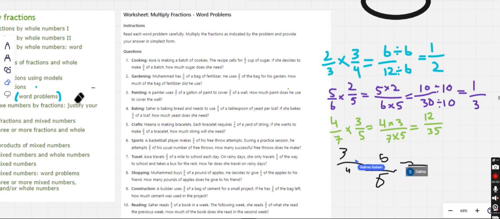Which is equal to how much? So 3 times 5 equals 15, and 4 times 6 equals 24. Good. I like it. You understand it very well.